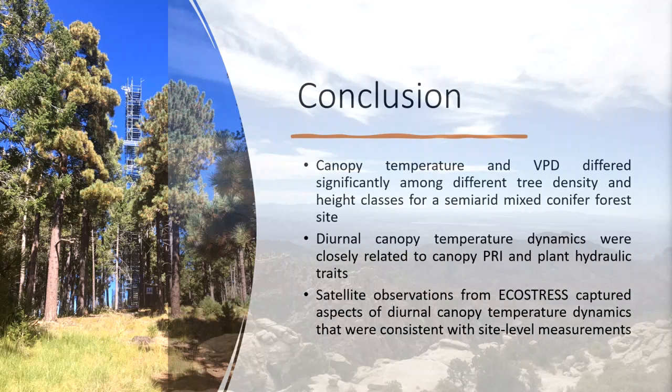As a conclusion, we found canopy temperature and vapor pressure deficit differed significantly among different tree density and height classes for a semi-arid mixed conifer forest site. We also showed diurnal canopy temperature dynamics were closely related to canopy PRI and plant hydraulic traits, and we finally found satellite observations from ECOSTRESS captured aspects of diurnal canopy temperature dynamics that were consistent with site-level measurements.